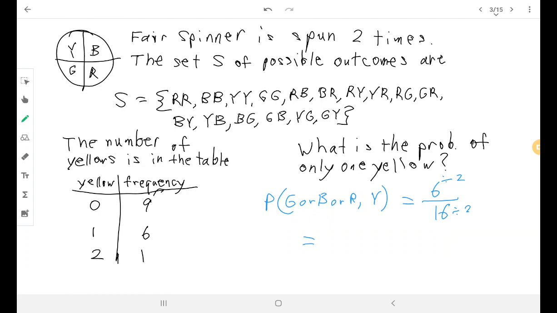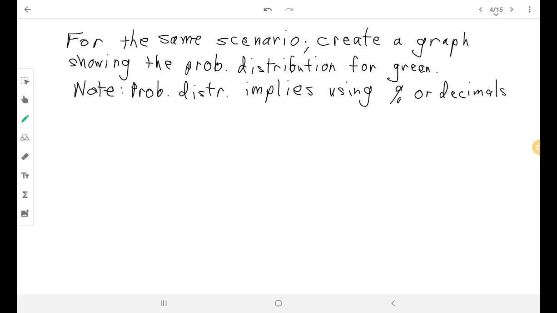Okay. So that gives us 3 out of 8. So the probability is 3 out of 8 that we're going to get a single yellow. And again, we could put that as a decimal. We could turn it into a percent. I will leave that to you guys. All right, I'll pause for a moment, give you a chance to look at that. And let's move on to the next question.